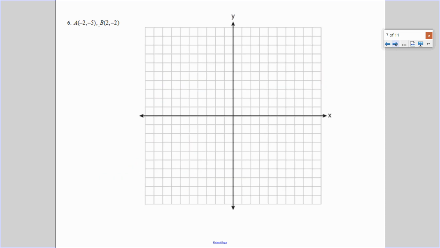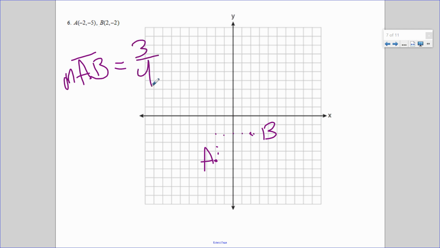A is negative 2, negative 5. B is 2, negative 2. So, again, I'm going to start by finding the slope of AB. I'm going to give you a moment to find the slope of AB. Okay, that's enough. Up 3, right 4. So that means the slope of BC must be the negative reciprocal of that, which is negative 4 over 3.